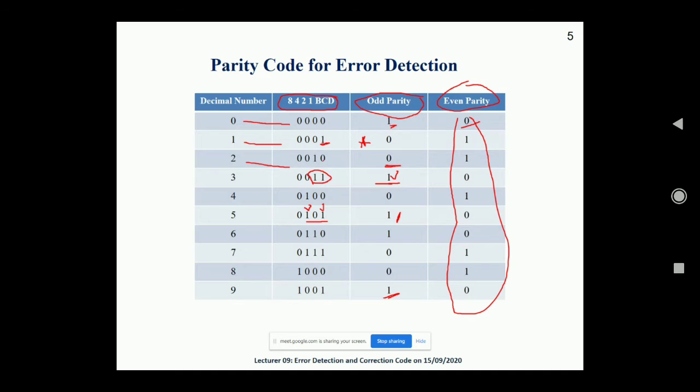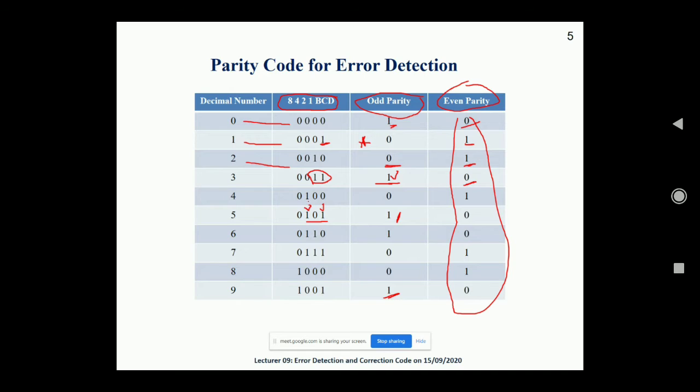Now what happened? This one is odd, but we are considering the even parity. So here only one 1 has occurred. 1 is odd parity, but we are converting to even. So we are adding 1 here. Here it is 1, so also we are adding 1 here to convert to the even number. Here already 2, so 2 is already even. So here we are using only 0.